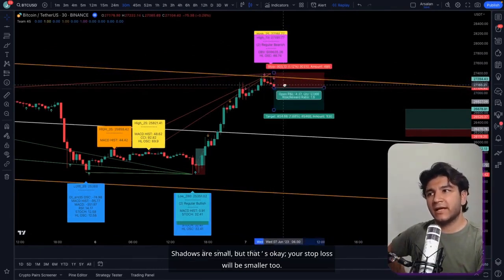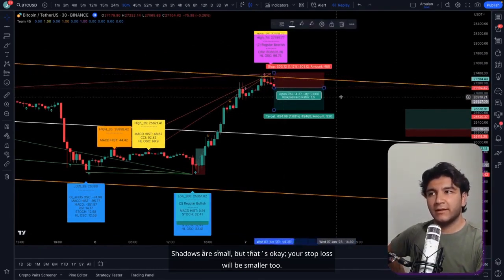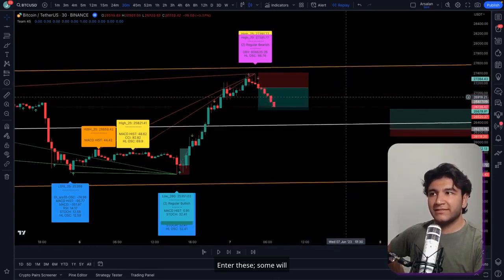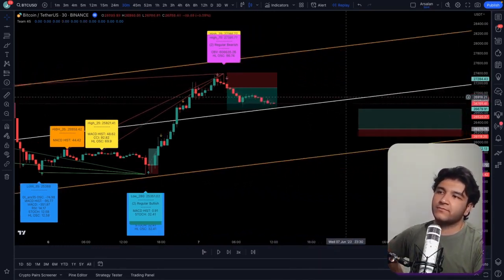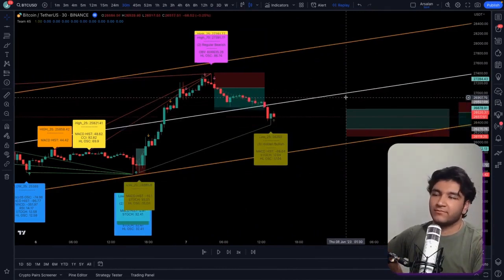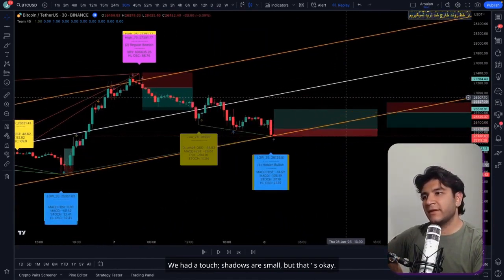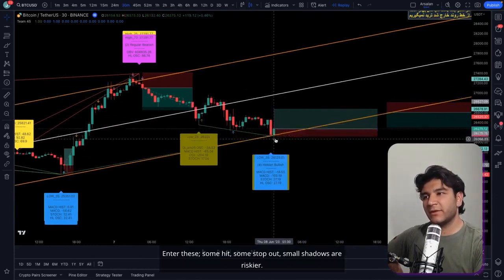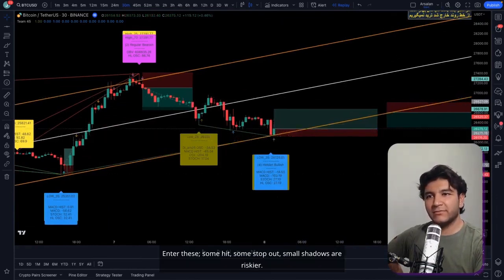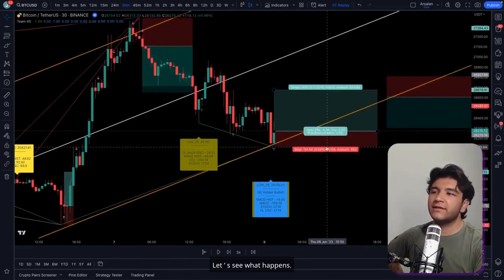Now we're back. Shadows are small, but that's okay. Your stop loss will be smaller too. Enter these. Some will hit, some stop out. Small shadows are riskier. Let's see what happens.